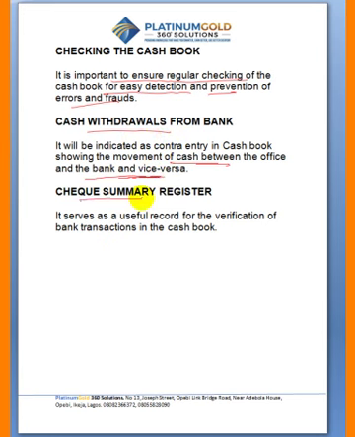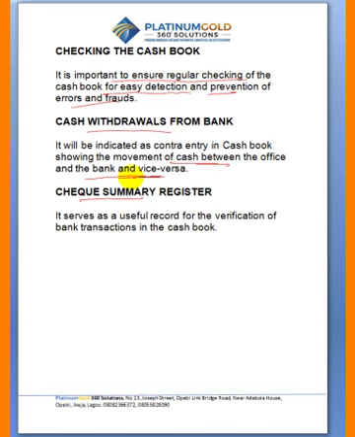So, the check summary register. The check summary register serves as a useful record for the verification of bank transactions in the cash book. All checks issued, money lodged into the bank account, vouchers raised to cover bank advices, teller particulars, and other transactions which are already recorded in the cash book should be posted into the check summary register.